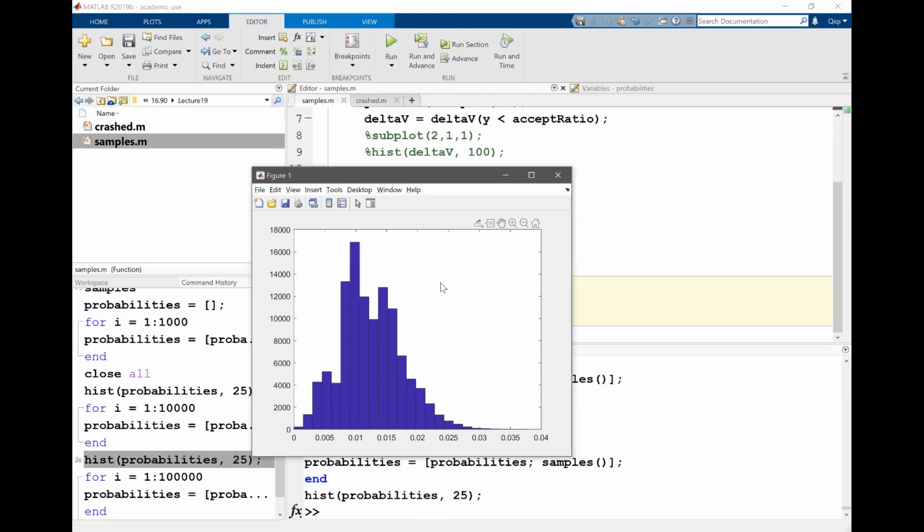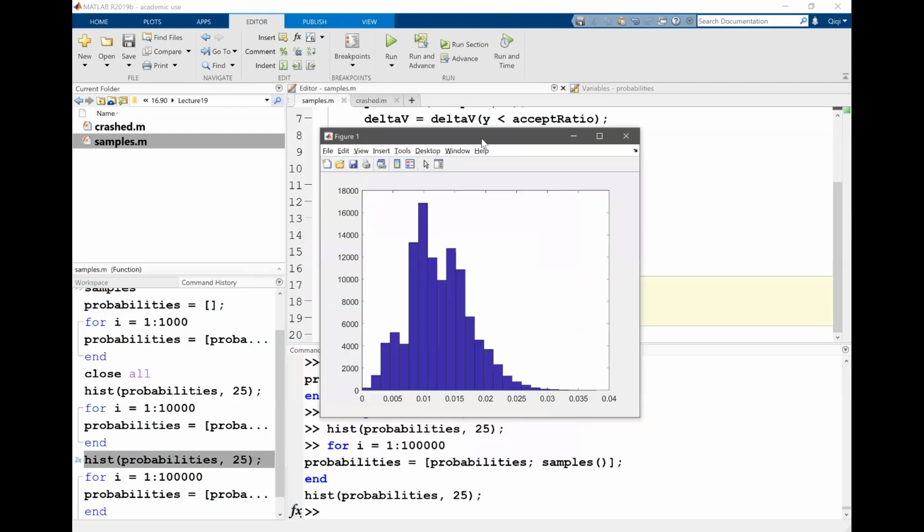Okay, so that's something we're going to be talking about in our next lecture. That is, how do we put a confidence interval around our Monte Carlo result? Or how do we estimate the uncertainty in the result computed using Monte Carlo methods?